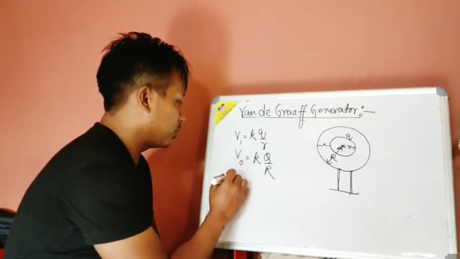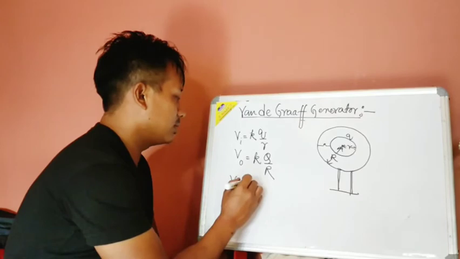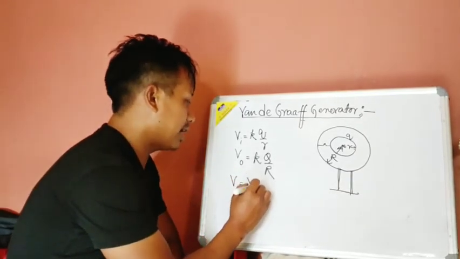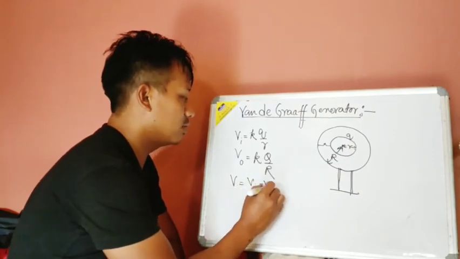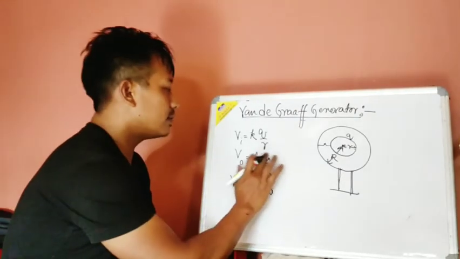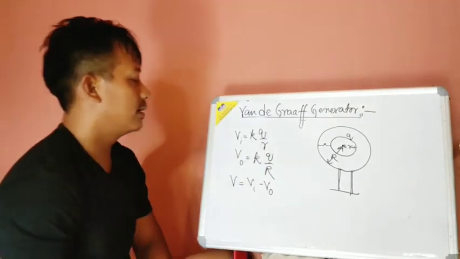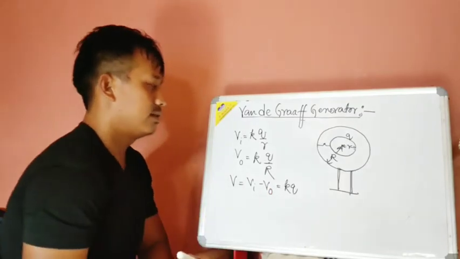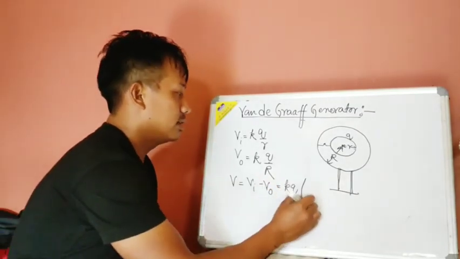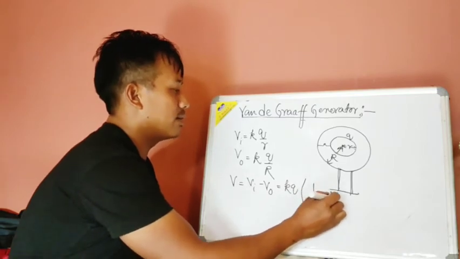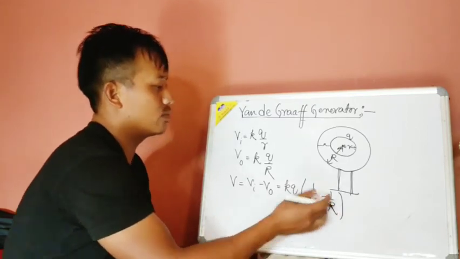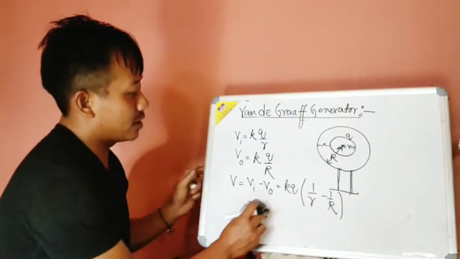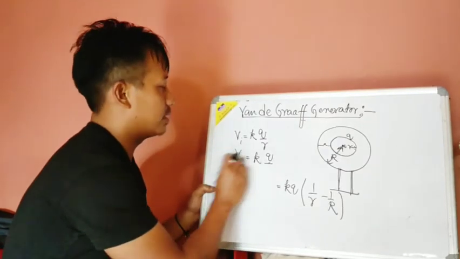To find the potential difference, we subtract these two values: Vi minus VO. The charge Q is the same, so Q can be taken common. K is Coulomb's constant. Then this will be 1 by r minus 1 by R, that is, K Q times (1 by small r minus 1 by capital R). Let us focus on this last expression.